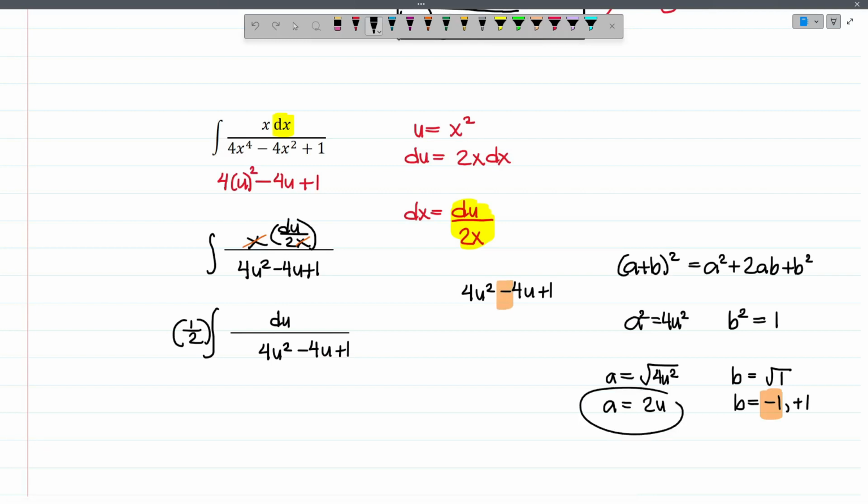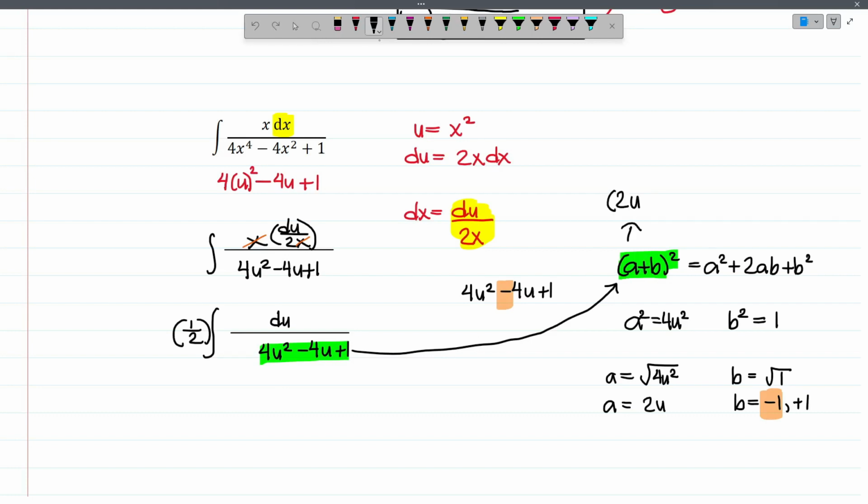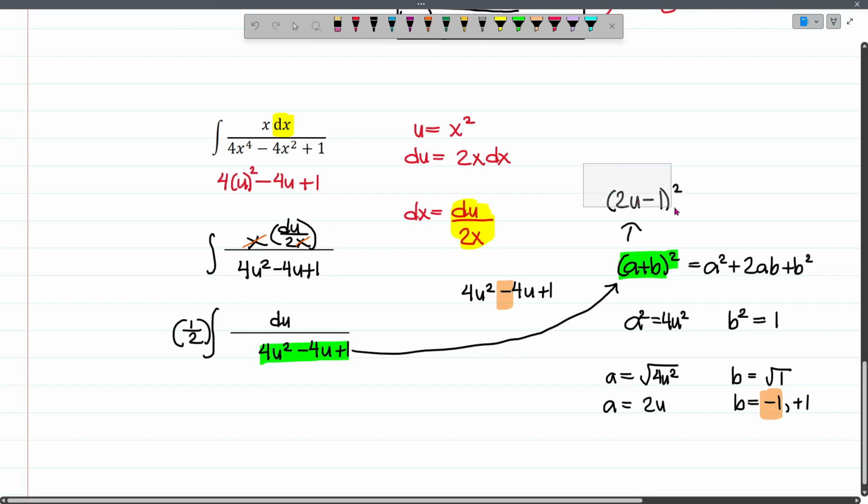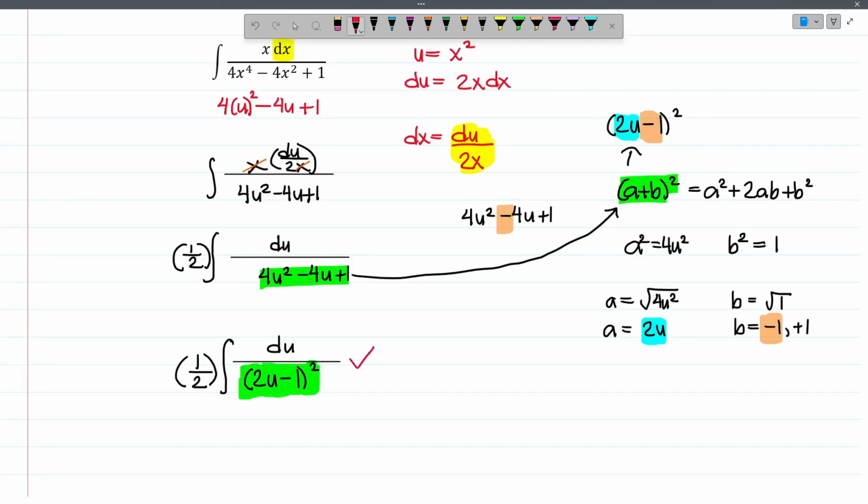And so take note that this is our a and this is our b. And so we can now rewrite this one. Let's convert this into this form. And so we have our a is 2u, and then our b is -1. So this is -1 and then squared. And so let's just copy this one. And so this will be our function.